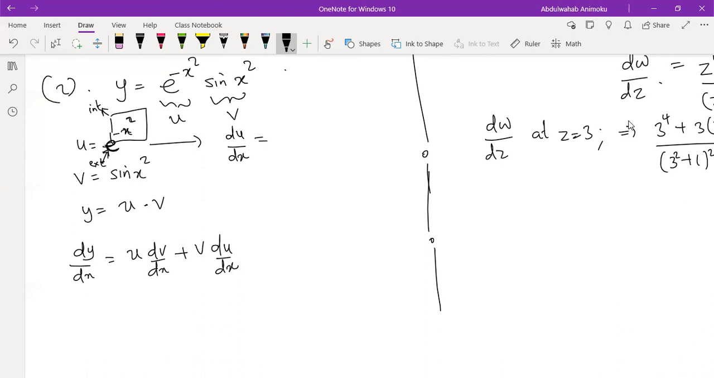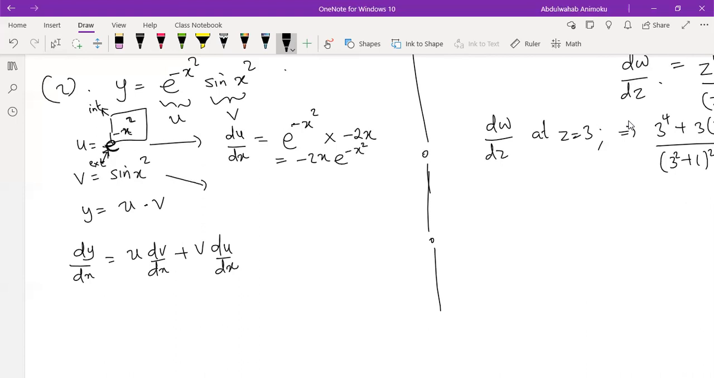Okay, now how do we find du dx? Derivative of the external function, which is derivative of e, and derivative of e is the same thing as e of whatever is inside that e, which is minus x squared. So this is the derivative of the external. We multiply this by the derivative of the internal, which is derivative of minus x squared, which is just minus 2x. So the answer to this is minus 2x e raised to power minus x squared.